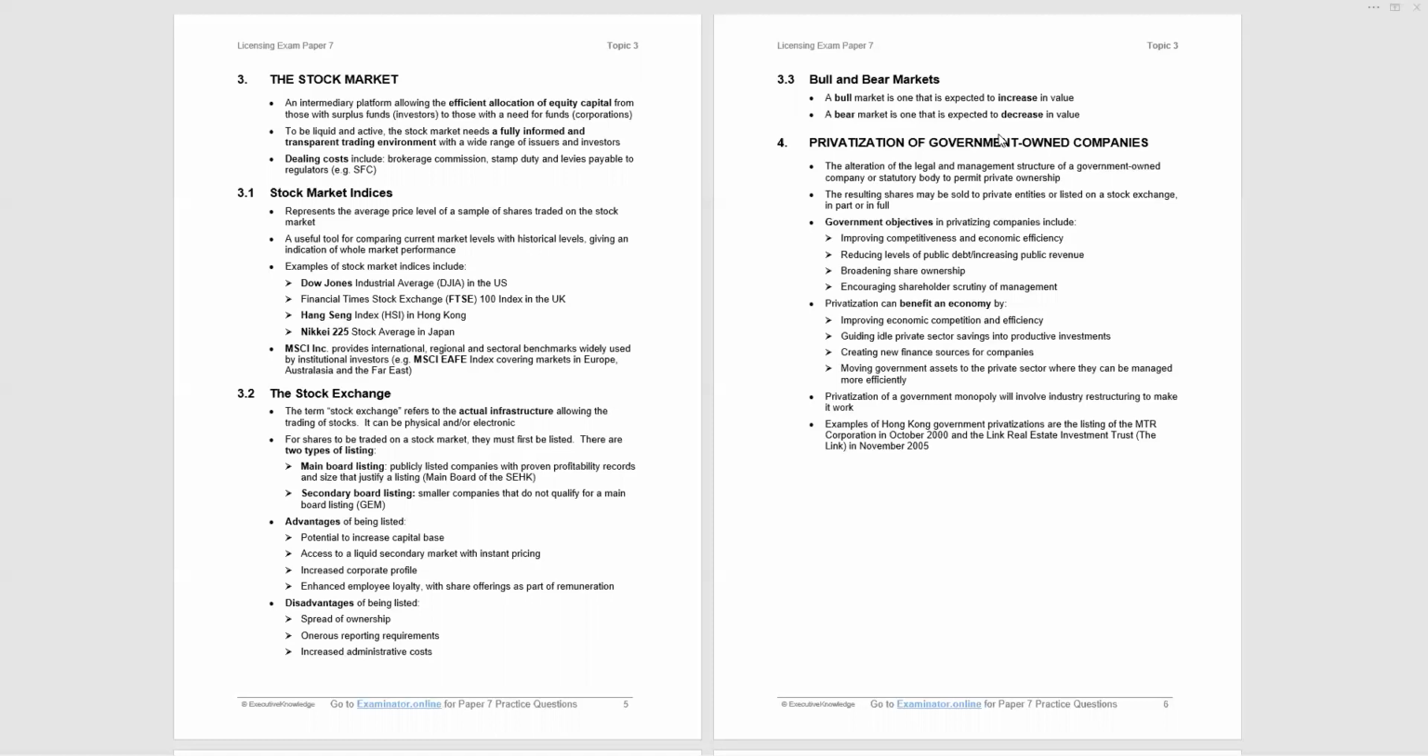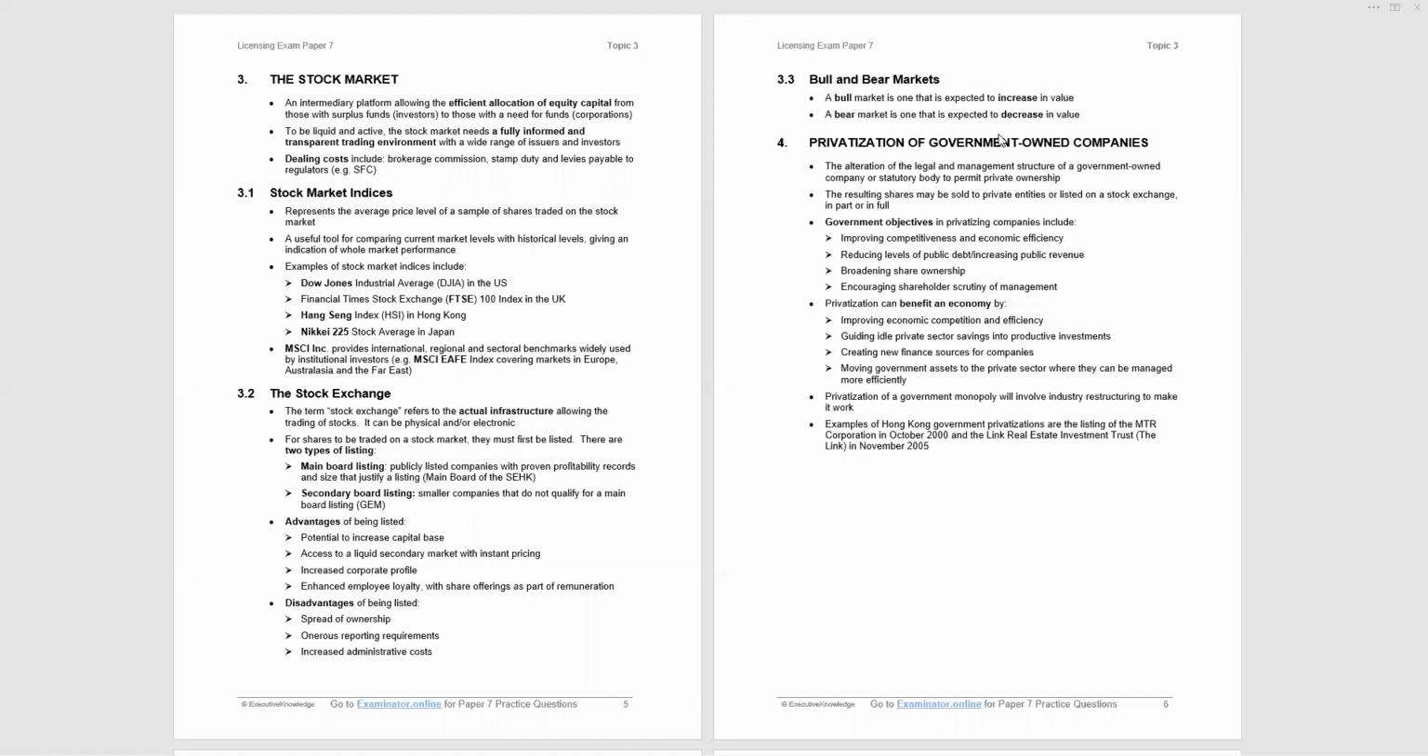The advantages of being listed, a favorite exam question area. So the advantages: potential to increase the capital base, access to a liquid secondary market with instant pricing, increased corporate profile. You're now listed. People are talking about you. Your results are reported. And they tell us enhanced employee loyalty, because now you get share option schemes because these shares have value. You have an immediate pricing mechanism.